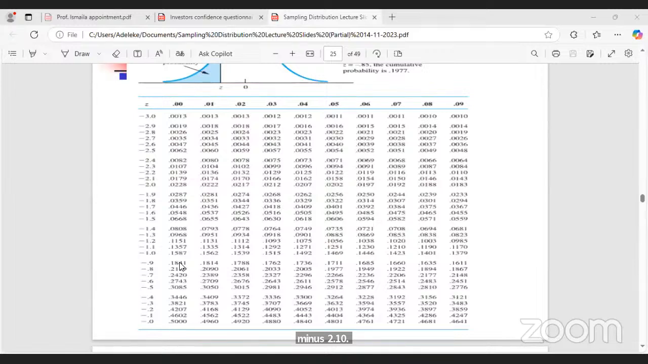Minus 0.10. This is 0.1. This is minus 0.1 here. Then 0.10 is this. That is 0.4602. Then what's the third one?